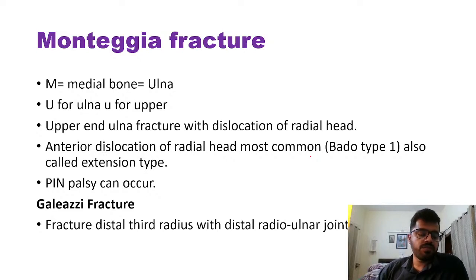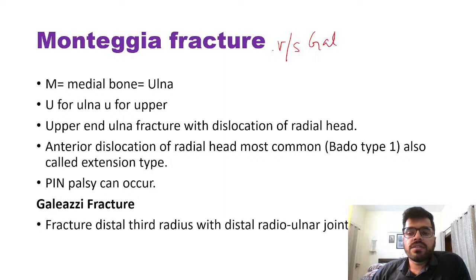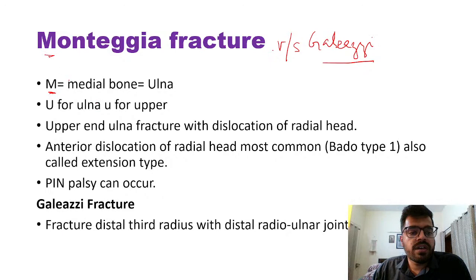Then we come to Monteggia fracture. I always used to have confusion between Monteggia and Galeazzi. It's very difficult to remember for me. So when I was doing my MBBS, that's the mnemonic I made. M for Monteggia, M for medial bone. Medial bone out of radius and ulna, that is ulna. So it is a fracture of ulna. It's a fracture of medial bone, that is ulna.